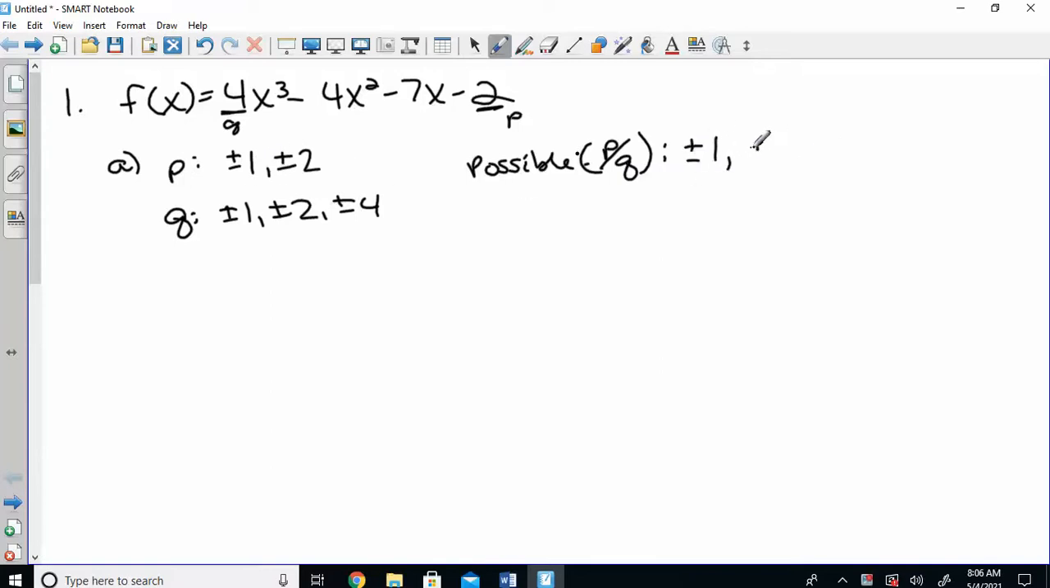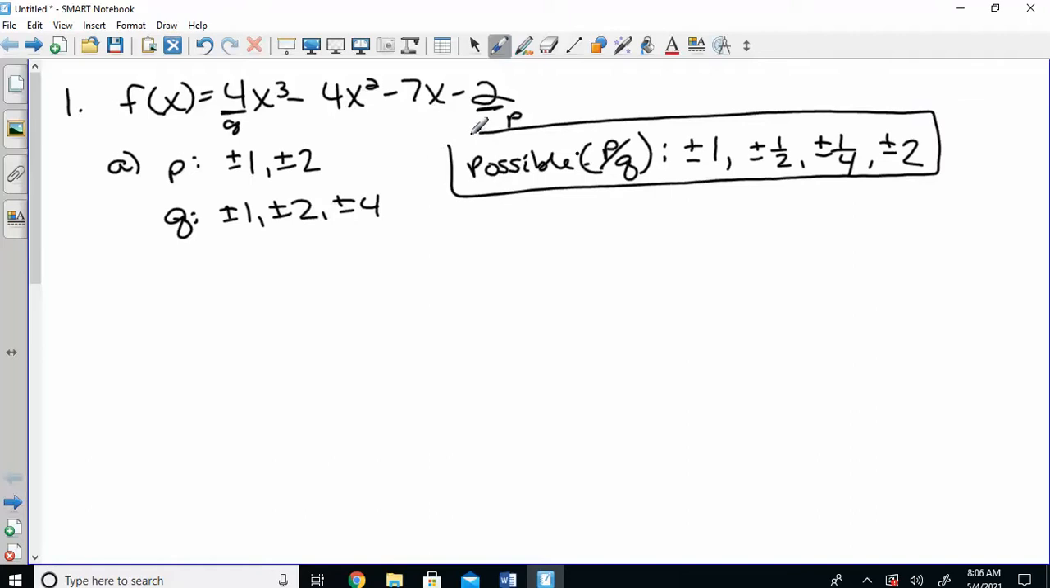1 over 2, 1 over 4. 2 over 1 is 2. 2 over 2 is 1, I already have it. 2 over 4 is 1/2, I already have it. So that's part A. I would expect you to list the p's, the q's, the possible zeros.